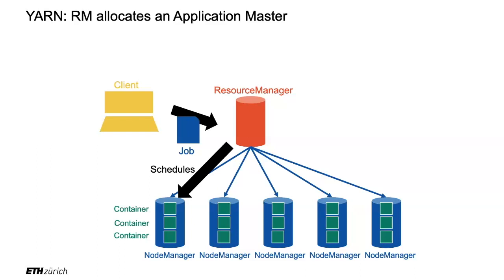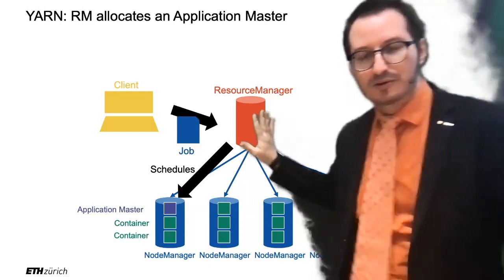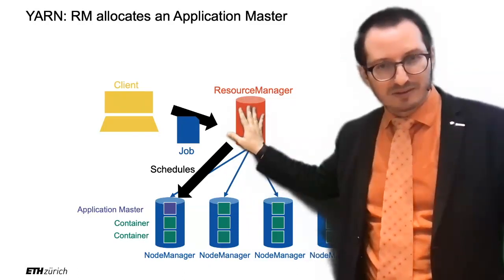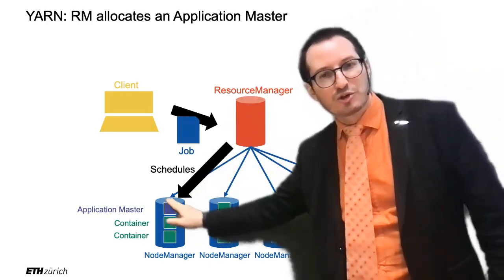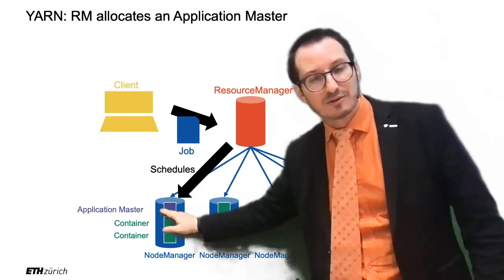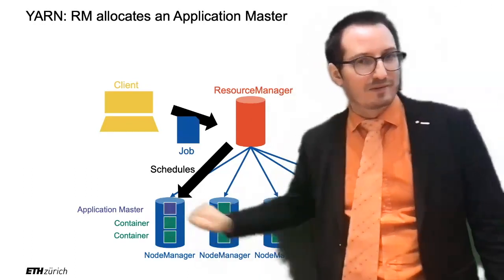So the resource manager takes one container, switches it on, and promotes it to being an application master. Now this application master is going to take care of orchestrating the whole MapReduce job. So you see, we nicely decoupled the allocation of resources from monitoring the job, which is now delegated to this application master right there, right?